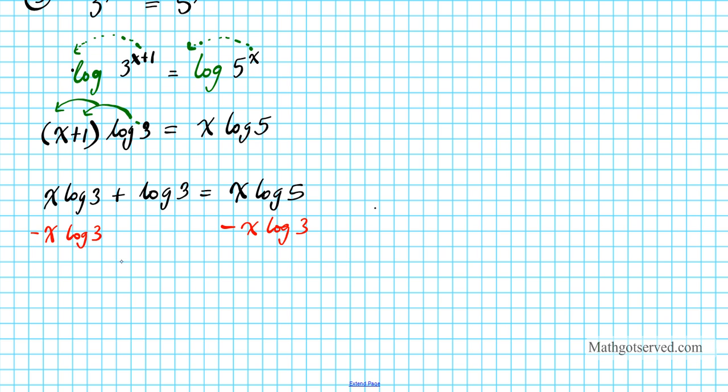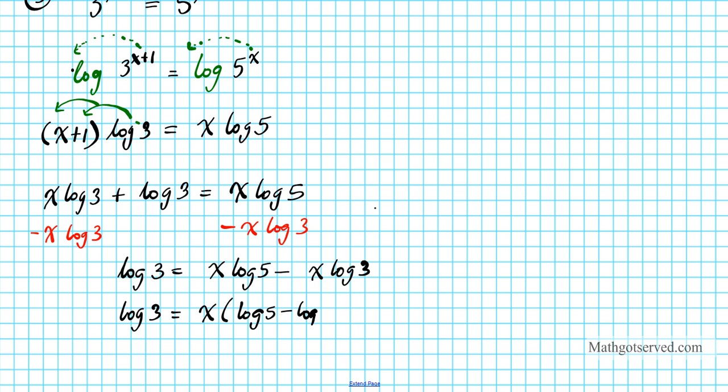So that's going to leave me with log 3. Now we can't combine these since the logarithmic values are different. So we're going to write this as x log 5 minus x log 3. What I'm going to do is factor out an x from these two terms on the right. Okay, so I have log 3 equals x times log 5 minus log 3.